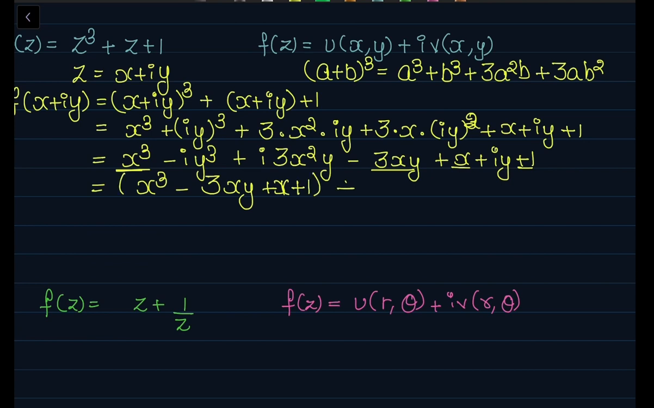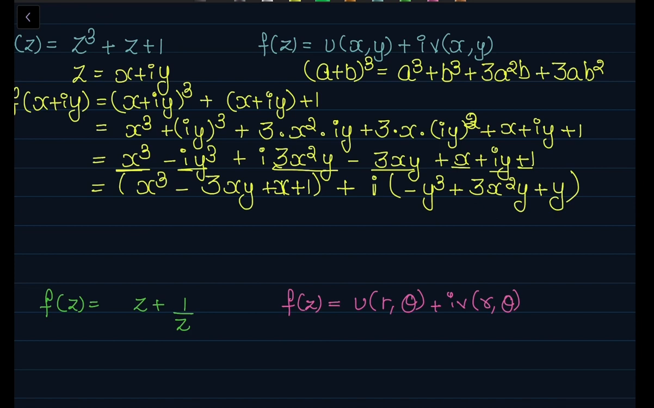This is your imaginary part, this is your real part, and now separate the imaginary part. So what is the imaginary part? Now I have taken the iota common, so you will be left with minus y cube plus 3x square y, and then plus iota y, it means plus y, and then this.